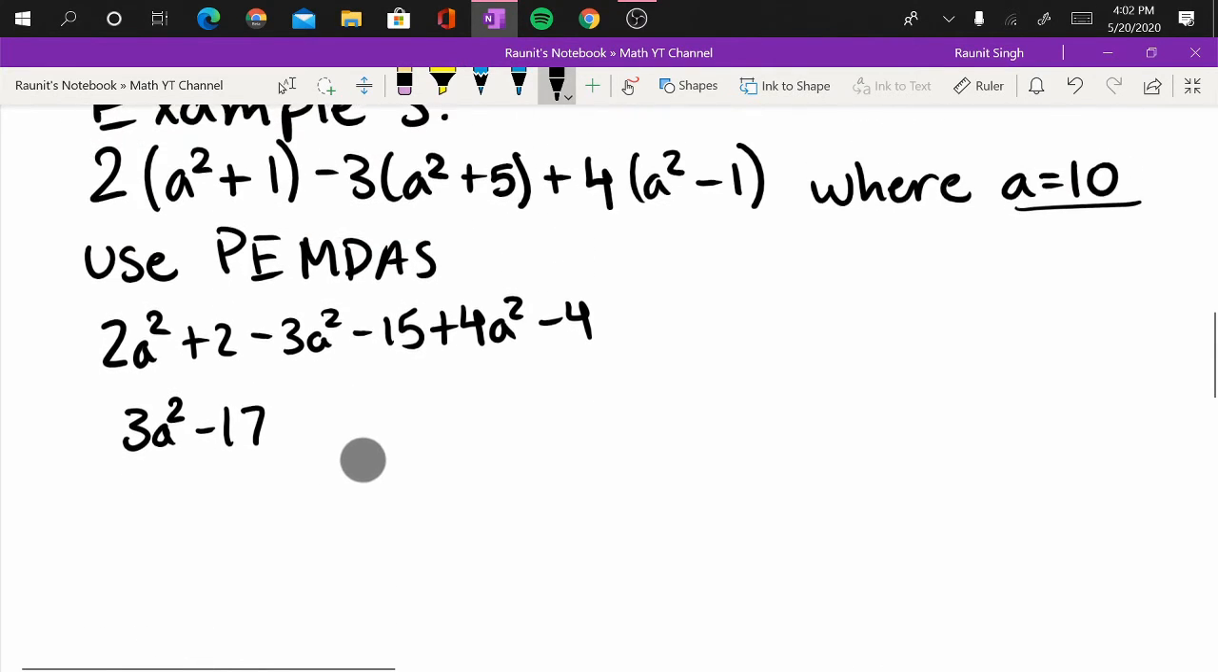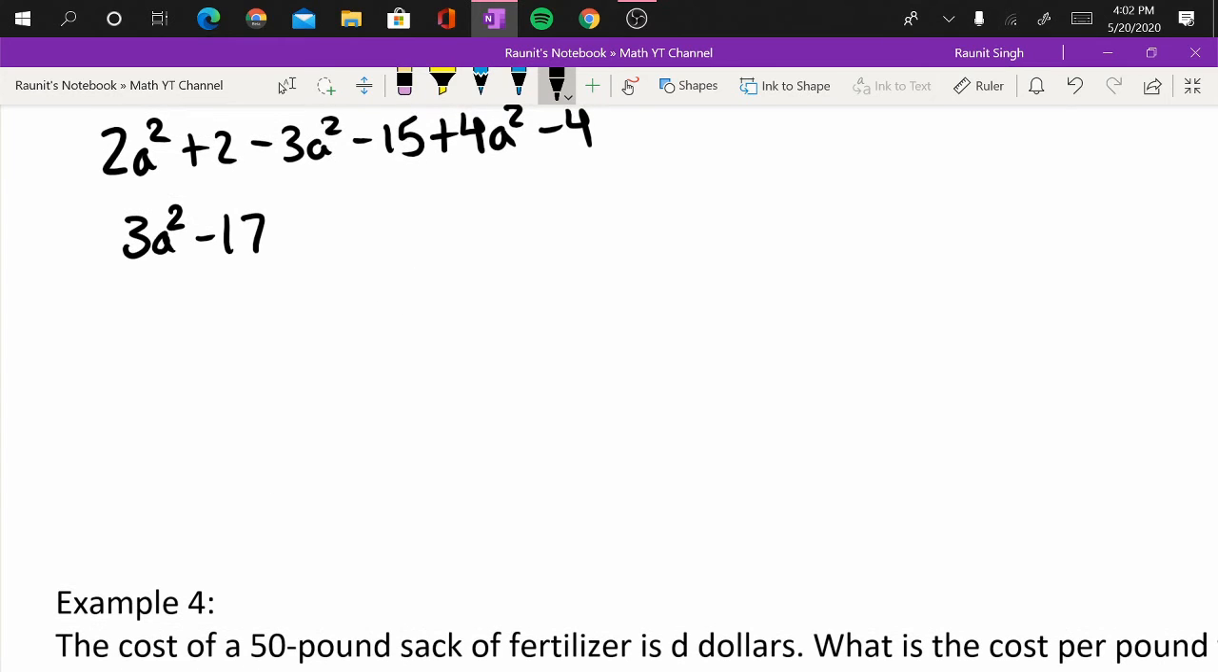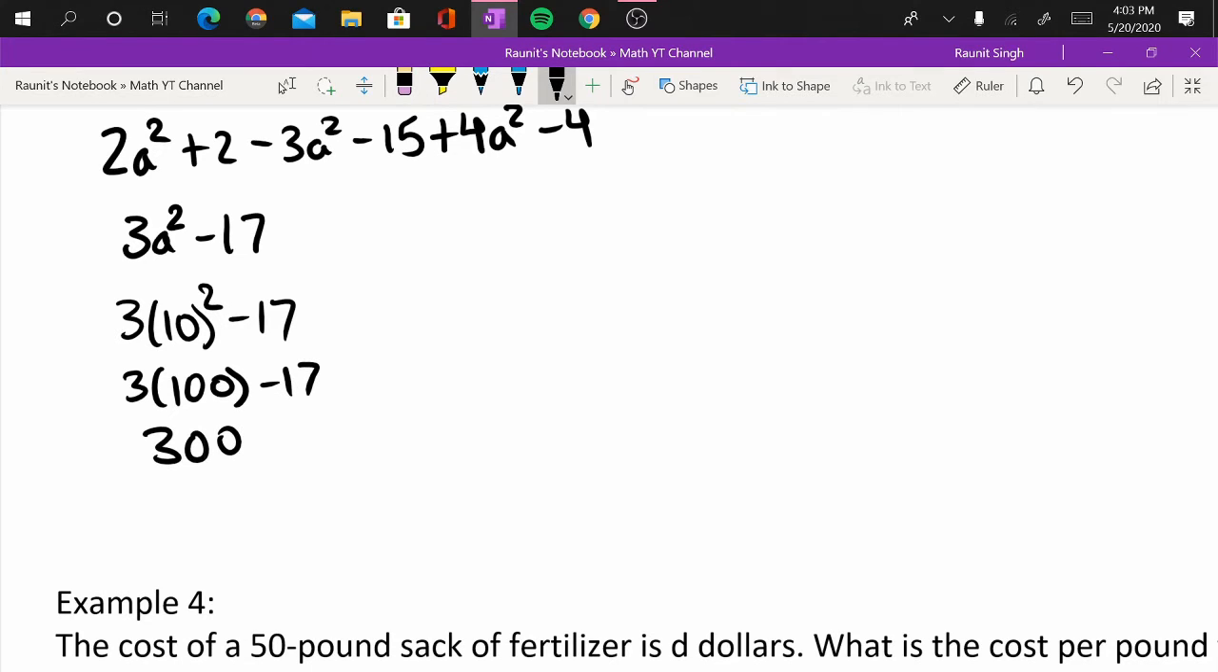Now since we know that a is equal to 10, we can just plug 10 inside, and then we get 3 times 10 squared minus 17, which is 3 times 100 minus 17, that's just 300 minus 17, which is equal to 283.